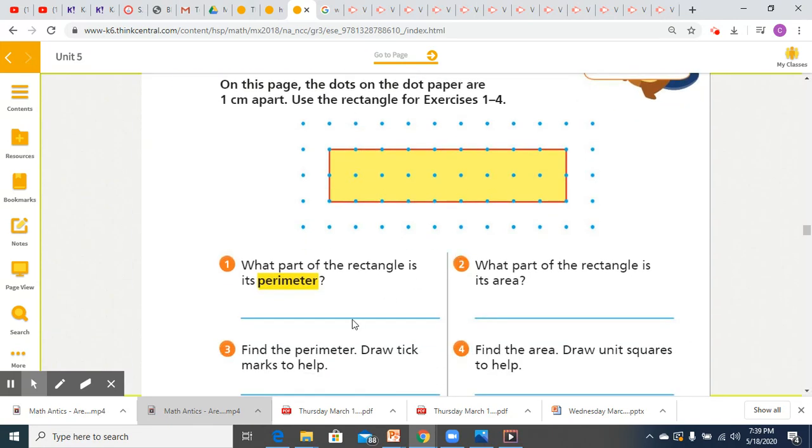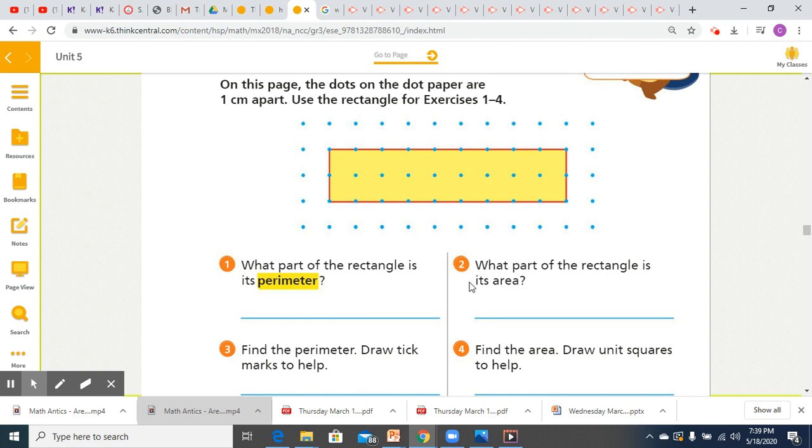So exercise 1 is asking you what part of the rectangle is its perimeter. Now let's remember that the perimeter is the distance around the figure. And as you can see, it is represented as a red line. Okay? Its sides are red. So, and you can write it just like that on this line. You can just say that the red sides are the perimeter of this rectangle.